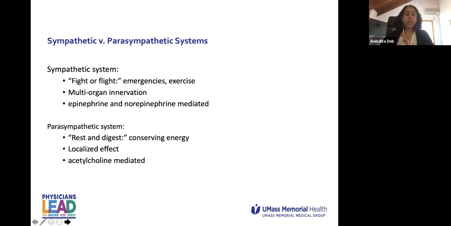On the other hand, in contrast, the parasympathetic system is our rest and digest system. When we're resting, when we're sleeping, our body needs to conserve energy. In order to do that, the autonomic system shifts to this rest and digest pattern. It does that through more local effects, again on multiple organs. This is mediated by a different neurochemical called acetylcholine.